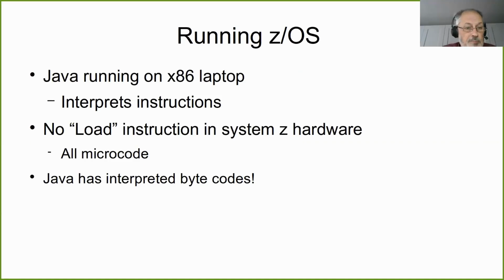I run z/OS on my laptop. So I think it's quite neat that I can run Java on z/OS, which I think runs on an emulator written in Java on an x86 box. And somewhere there's a piece of Java which says, this is a load instruction, I would jump to the load Java code. If you were to put a z17 box into a scanning electron microscope, there would be no wiring for the load instruction. It's all microcode. So just as Java has interpreted bytecodes, z/OS has actually interpreted bytecodes, which I thought was quite an amazing concept when someone told me this. The microcode does all the hard work.